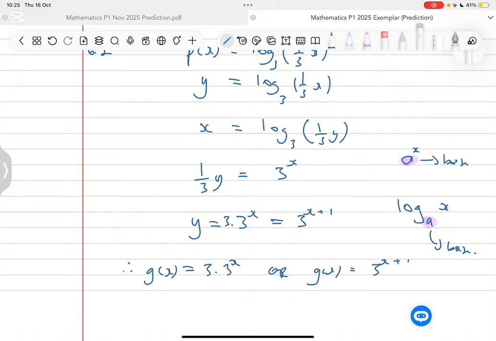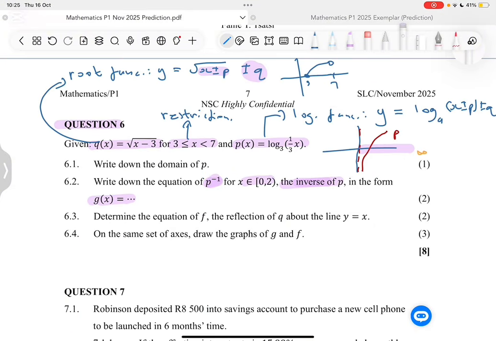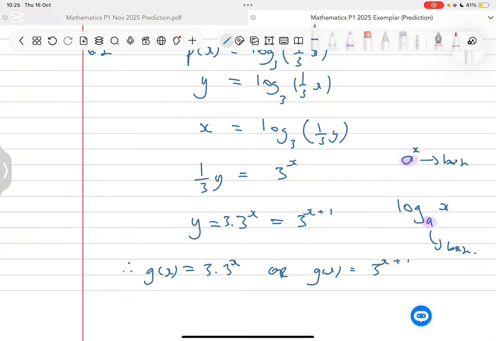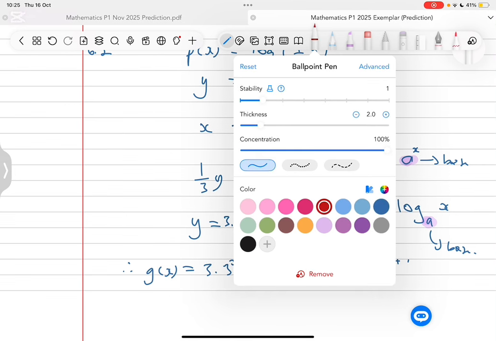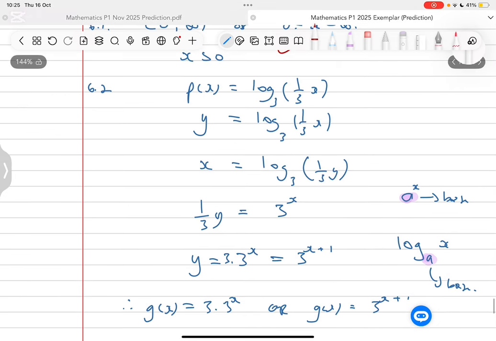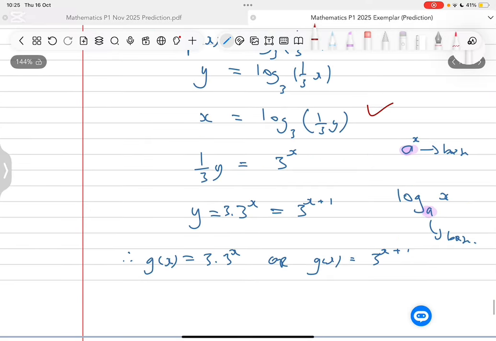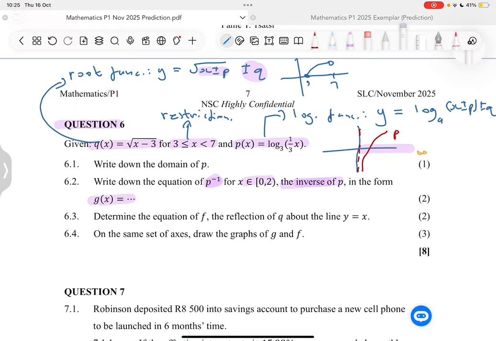Now this question will give you 2 marks. What we get marks for here is the fact that we were able to interchange our x and y, and then we simplify to get to that final answer. Now the next question is going to be question 6.3, which says determine the equation of f.